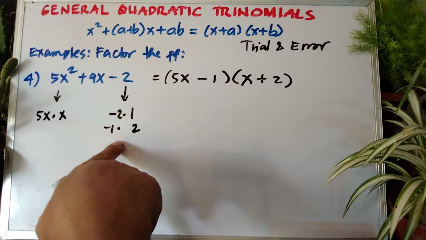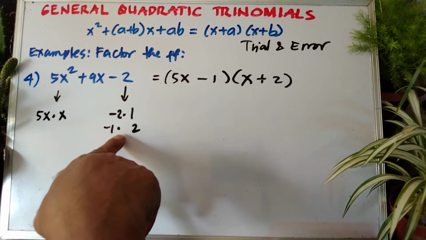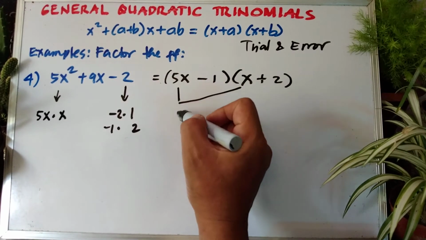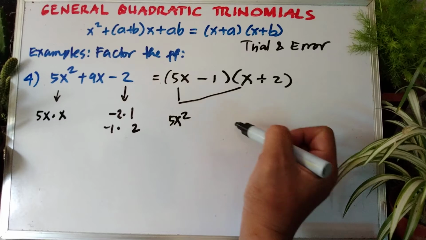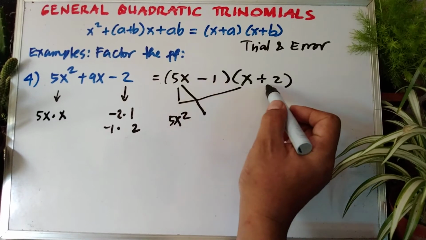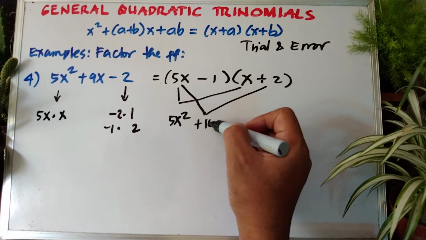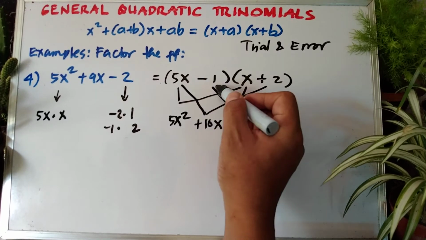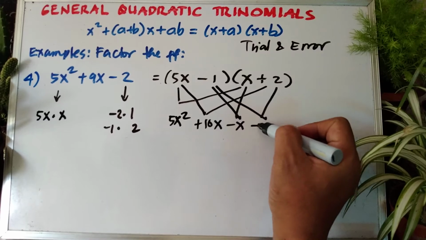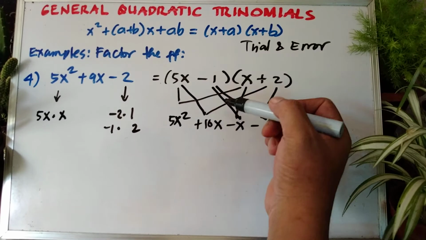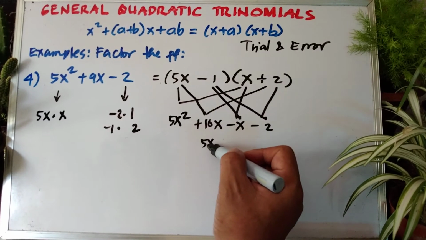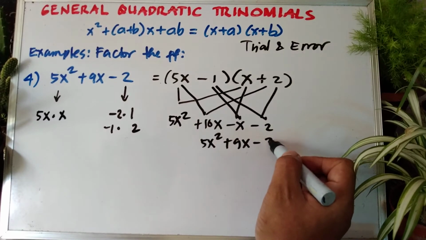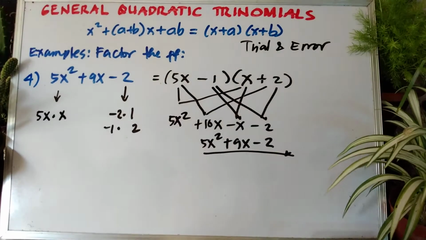We use the factors of negative 2, which is negative 1 times 2. So, we need to check. 5x times x, you have 5x squared. 5x times positive 2 is plus 10x. Negative 1 times x is negative x. Negative 1 times positive 2 is negative 2. So, what is our final answer here? We have 5x squared. 10 minus 1 is 9, so plus 9x minus 2. Okay, and we got the correct answer.